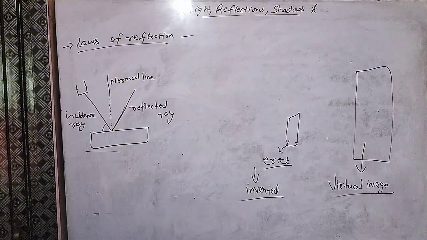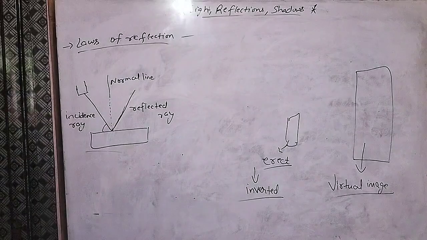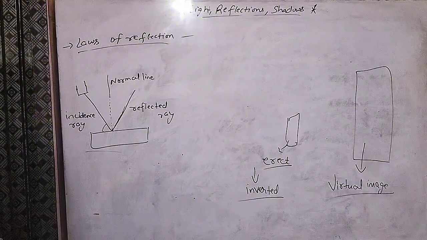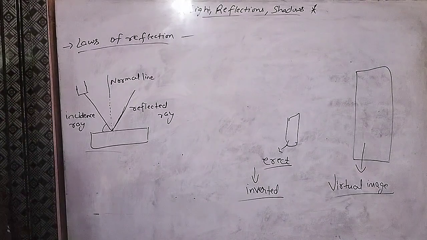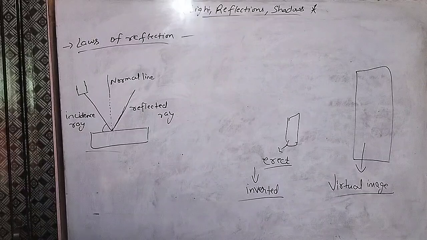We understood the characteristics of images formed by a plane mirror. Now we are moving to the next topic. What is next?